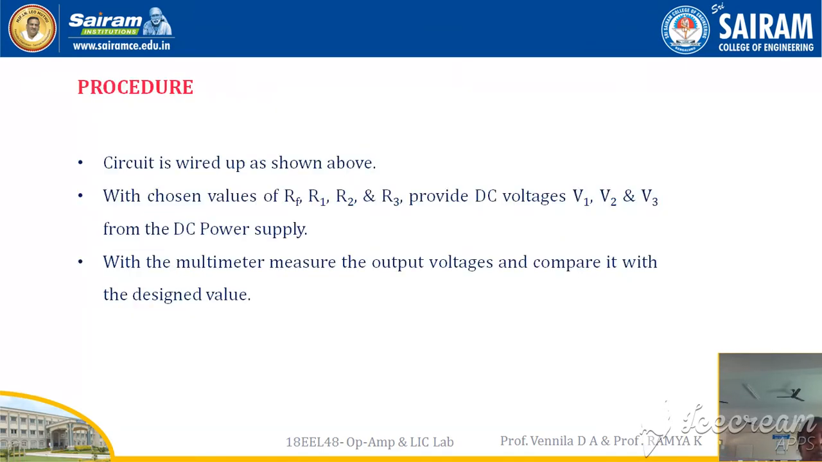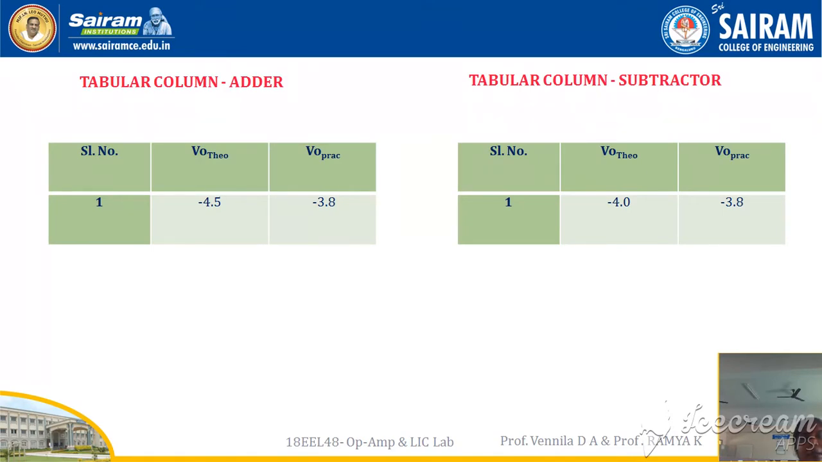Now this is the procedure. The circuit is connected as per the circuit diagram given, and whatever values we have designed, we are going to choose properly. Now supplying the DC voltage at pin number 7 and pin number 4 and using a multimeter, we are going to find the output voltage. Now this is the output obtained from the circuit diagram. Now I will show the practical demonstration of the adder circuit as well as the subtractor circuit.